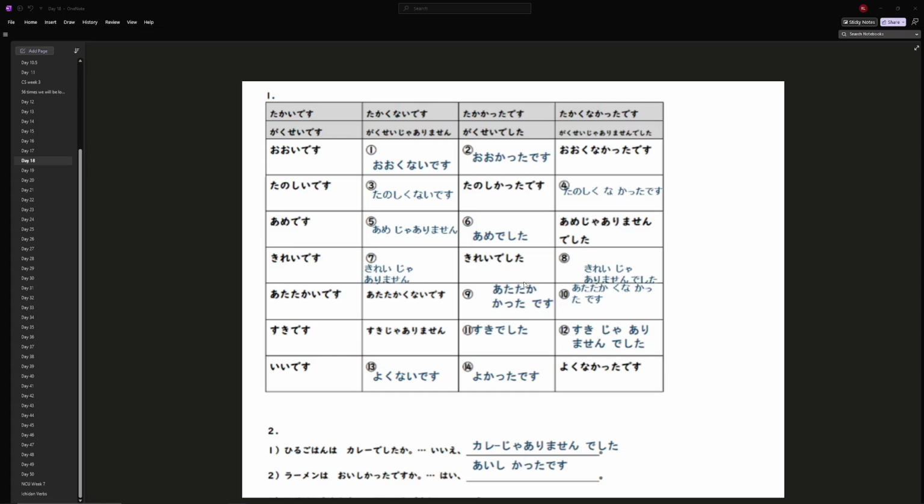And this is it was warm. Okay. And then atatakakunakatta desu. It was not warm. Yep. Atatakaku nakatta. Okay. And then suki desu, liking the business. Suki ja arimasen.